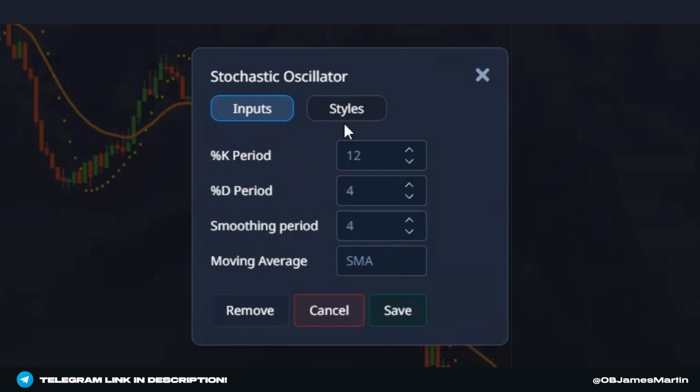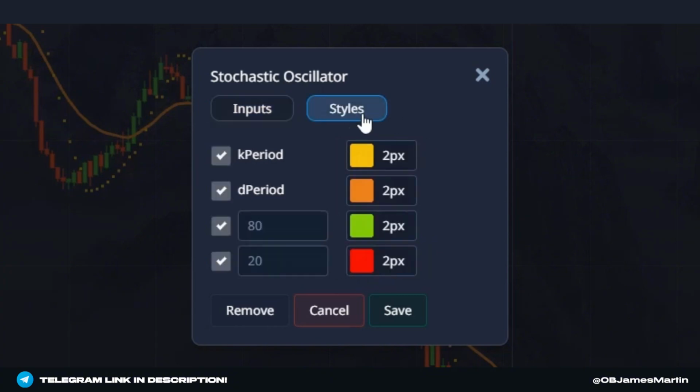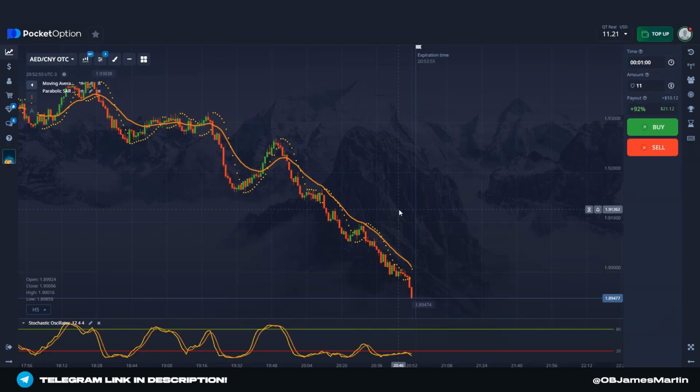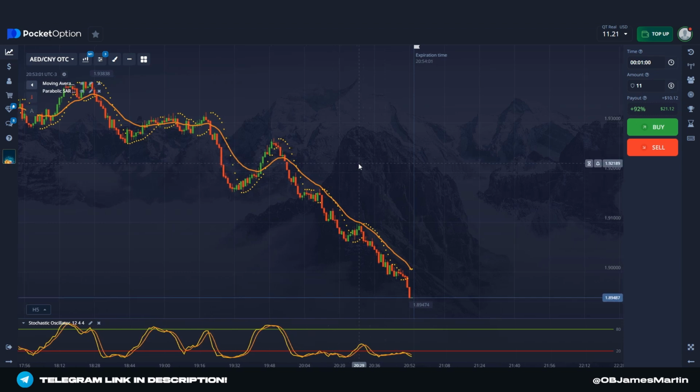20 for K period, 4 for D period, 4 for the moving period, and simple moving average. And look, the style is up to you. I like yellow, orange, green, red, with 200 thickness for all. And click on save. Yeah, guys, everything is set up now, and I can try to look for the first signal in my session. Let's do this together.